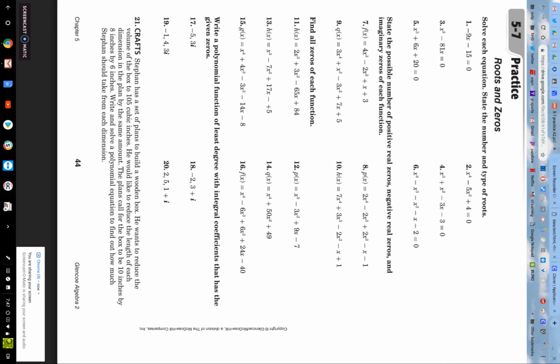So looking back at the problem real quick, write and solve a polynomial equation. We did that. We've solved it. We found that x is 3. So we know that Stefan needs to take 3 inches away from each dimension.